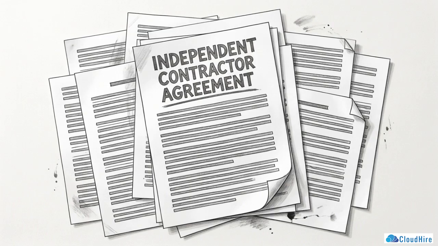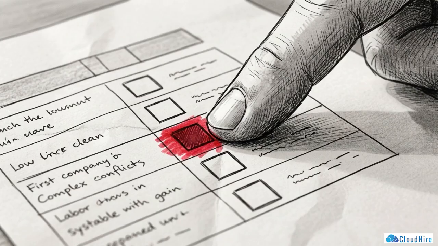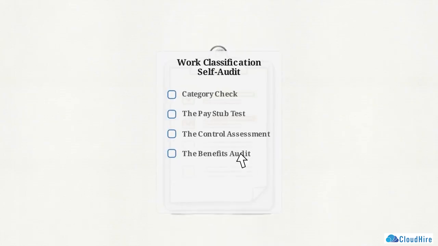It's a deliberate category created decades ago for workers who look like independent contractors on paper, but who the law steps in and treats like employees for specific tax purposes only. We are going to figure out exactly where you stand. In the next 5 minutes, we'll run through a step-by-step work classification self-audit to verify your true legal status.